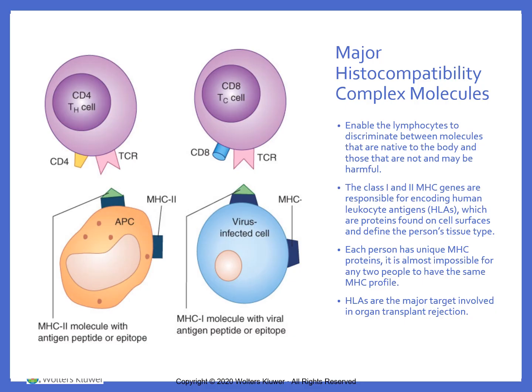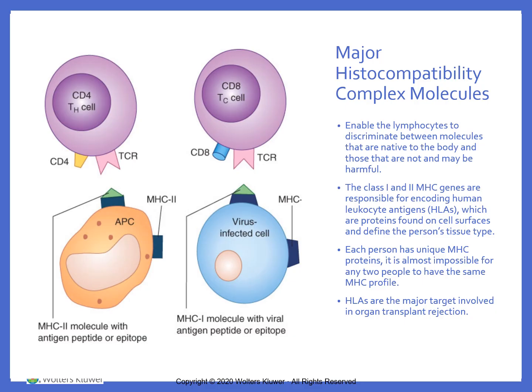The class 1 and 2 MHC genes are responsible also for encoding what we call human leukocyte antigens, or HLAs. These are proteins found on the cell surfaces, and they define the person's tissue type, so define the host's tissue type. Each person has unique MHC proteins. It is almost impossible for any two people to have the exact same MHC profile.